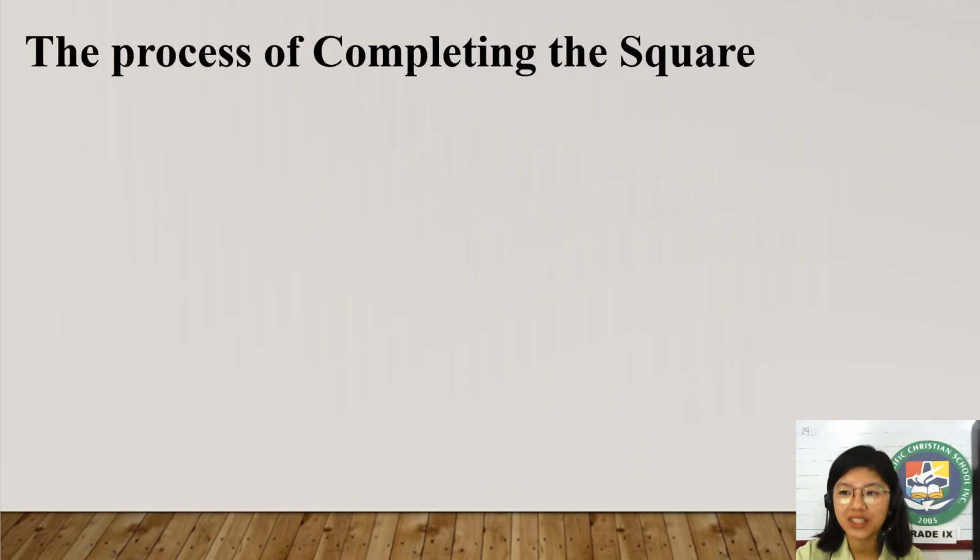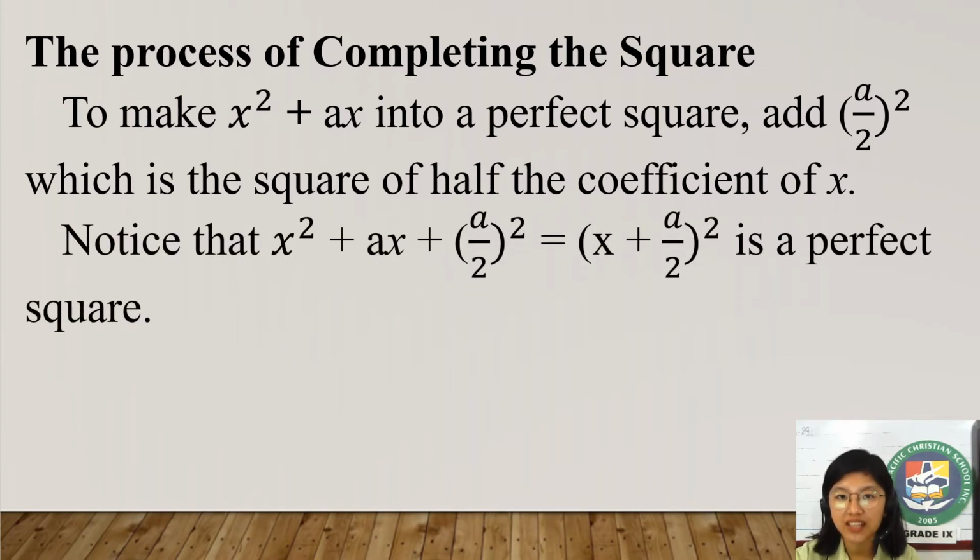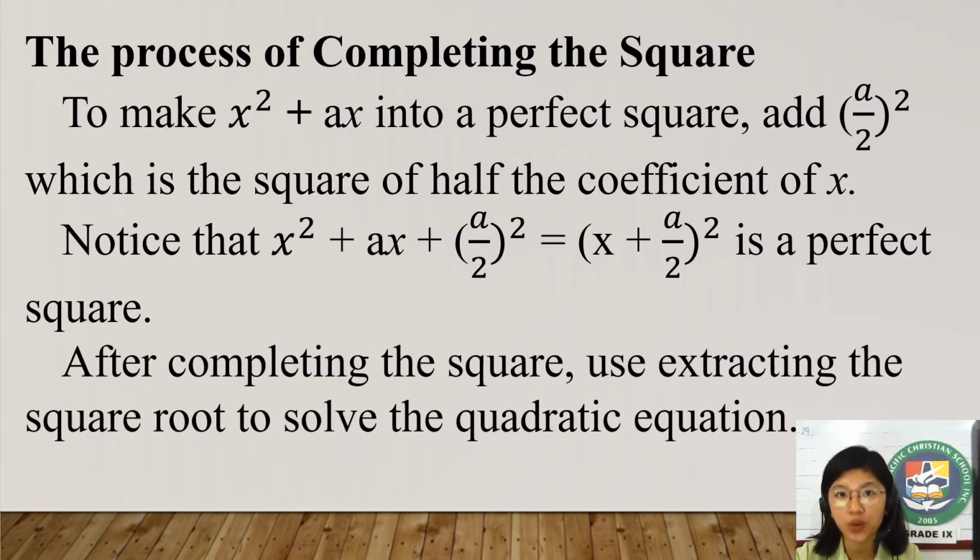Yan, the process of completing the square. To make x squared plus ax into a perfect square, add (a over 2) squared, or the half of a squared, which is the square of half the coefficient of x. Then notice that x squared plus ax plus (a over 2) squared, ayan yung half the coefficient of x, equals (x plus a over 2) squared, is a perfect square now. So after completing the square, use extracting the square root to solve the quadratic equation.